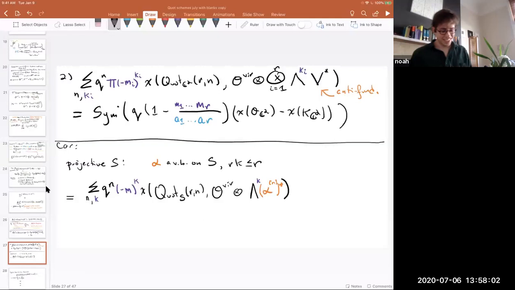And so what if I wanted to formulate a statement for projective S? I can play the same game. Now I let alpha denote some rank at most R vector bundle on my surface, and I can look at the virtual Euler characteristic of the total exterior power of that vector bundle. And the answer again can be written in some kind of nice rational function.